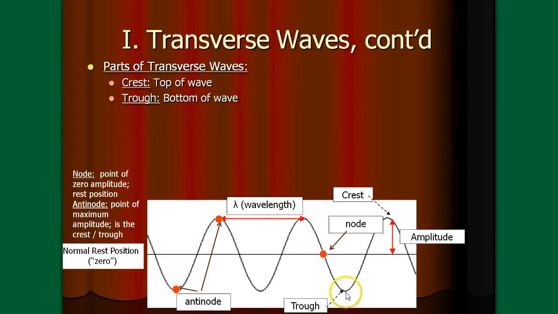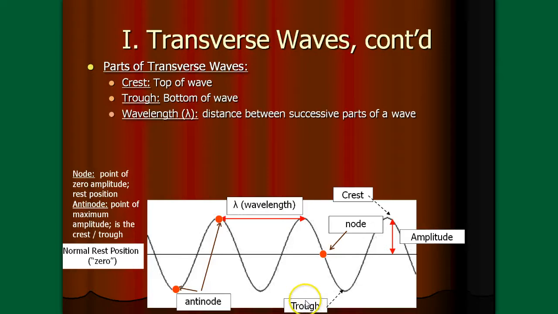And the trough is very simply the bottom. We call that a trough because it's shaped like a trough. It's the very bottom of a wave. Wavelength is symbolized by this Greek letter here, and that's the Greek letter lambda. It looks like an upside down Y, I guess.